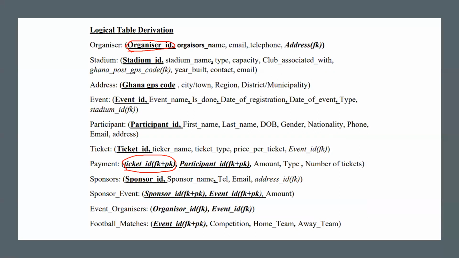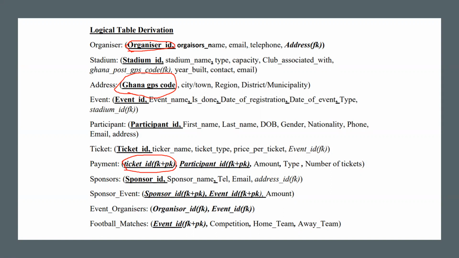Okay, there are some things I'd like to point out here. The address has the Ghana GPS code as its primary key because this is a government contract and the government is trying to push for the GPS code in the country. So making use of this will really help in creating some kind of bond with the government and accepting this proposal. So this is how we come up with our logical table derivation.